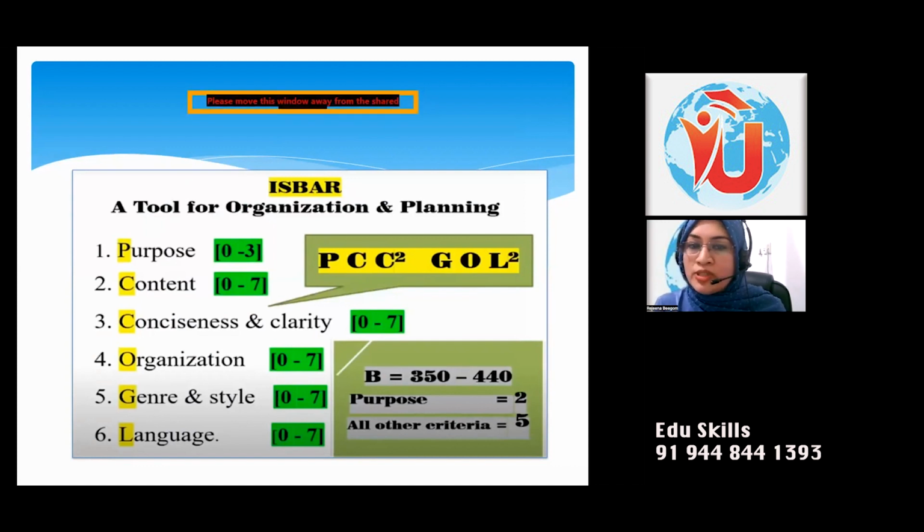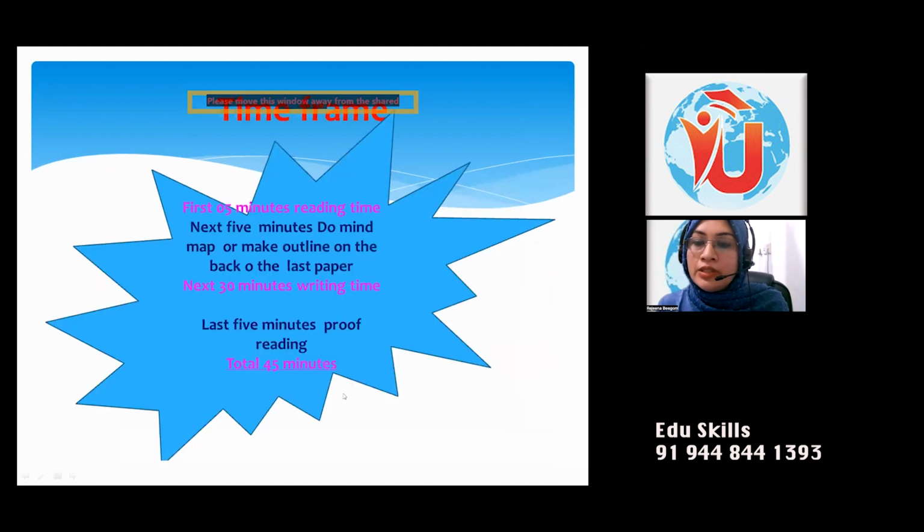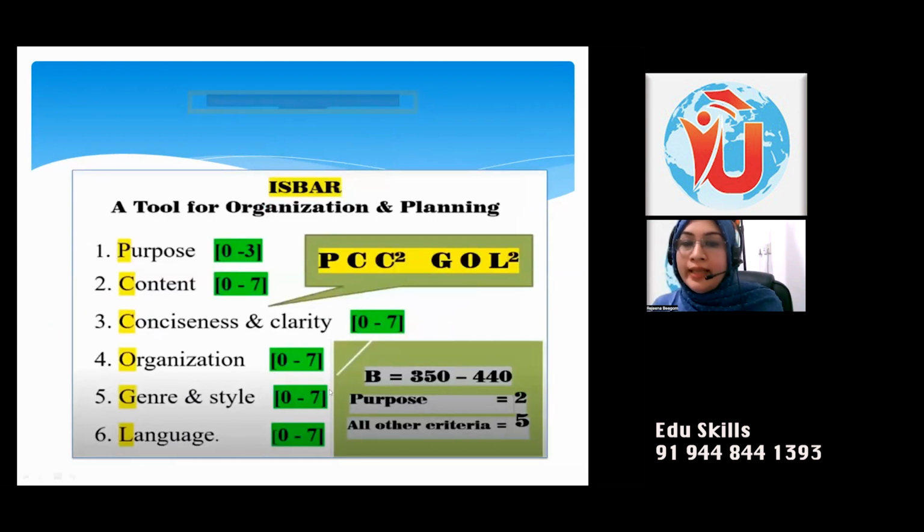So in order to get a B score, you must know how much mark you need to get in each part of writing. The parts of writing mean they have divided our content into special paragraphs, which I will be discussing later on. Before that, just see that for the purpose paragraph, our first paragraph, we need to score between 0 to 3 marks. Content is 0 to 7 marks, conciseness and clarity 0 to 7 marks, and organization is 0 to 7. Genre and style 0 to 7. Language is again, I think, 0 to 7. This is the way they have divided the marks.